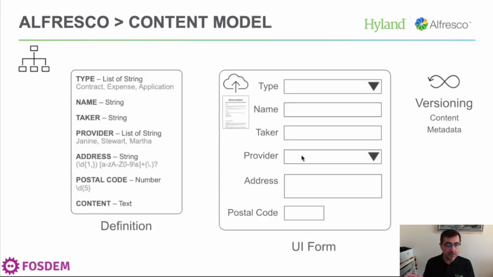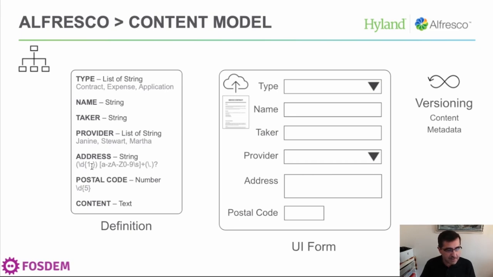If we move to the content model, the content model is something that is used in order to describe every document, in order to classify the document with different metadata. So in this case, we are using a type that can be a list of string, the name of the document, taker, that is the name of the taker, and provider also can be a list of different strings.